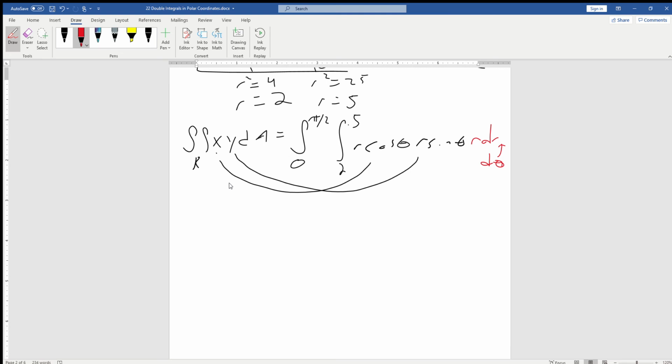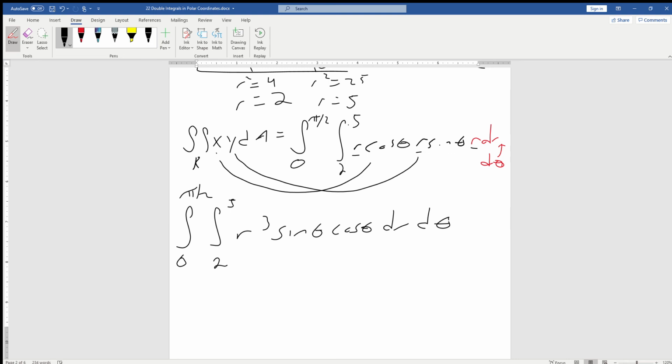I'm going to rewrite the integral now, and I'm going to rewrite it in 2 steps. So we have the integral from 0 to pi halves, 2 to 5. We have an r, we have an r, and we have an r. That's r cubed. Then we have sine theta cos theta, and then we have dr d theta.